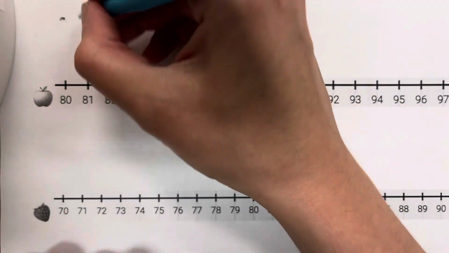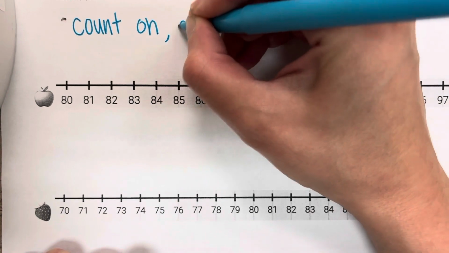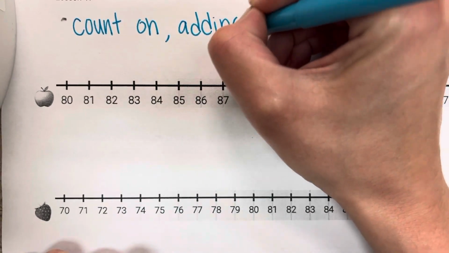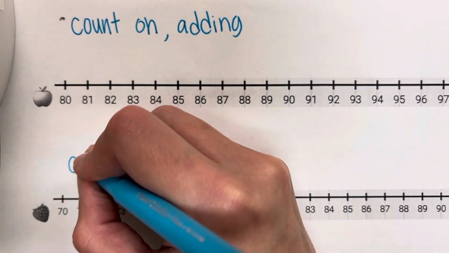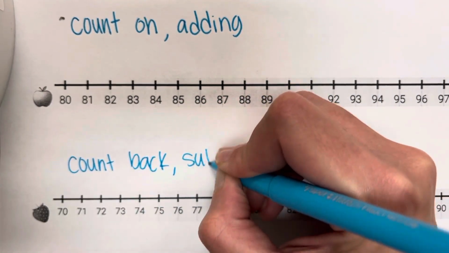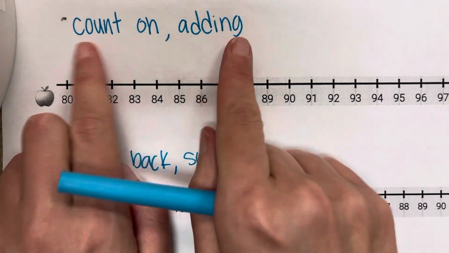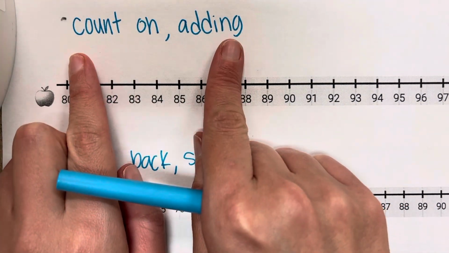One strategy we're calling the count on, or sometimes we call that the adding strategy. And the other strategy we're calling the count back, or sometimes we call it the subtract or subtracting strategy. So we're going to start with the count on or adding strategy.